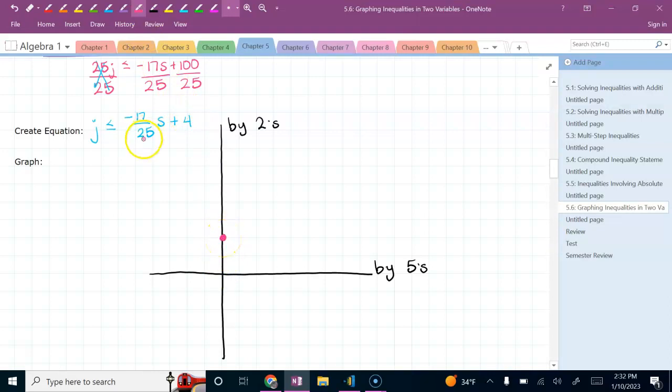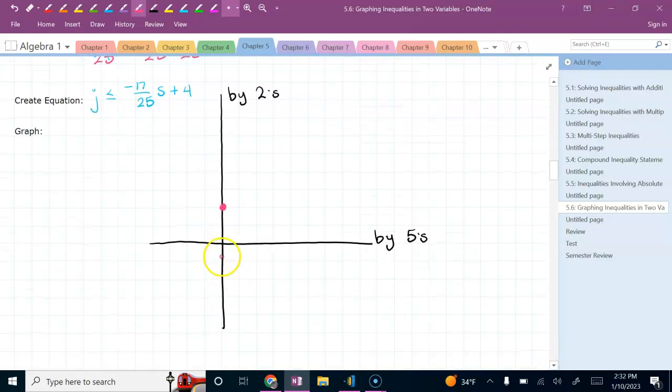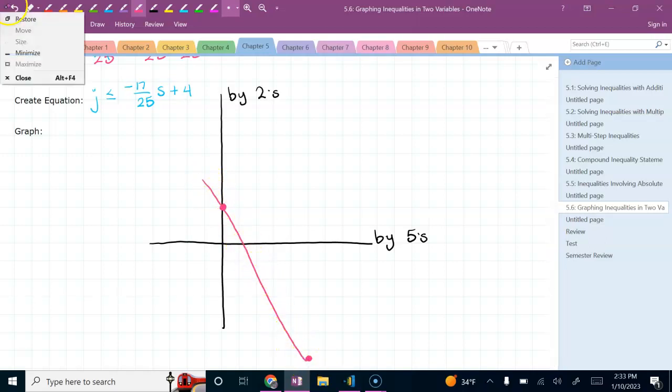And then for the next one here, I need to go down 17 and over 25. So down 2, 4, 6, 8, 10, 12, 14, 16, 17, and then over 25. So 5, 10, 15, 20, 25 would be right there. And then I'm going to draw my line, connecting my dots here. Let's try that again.